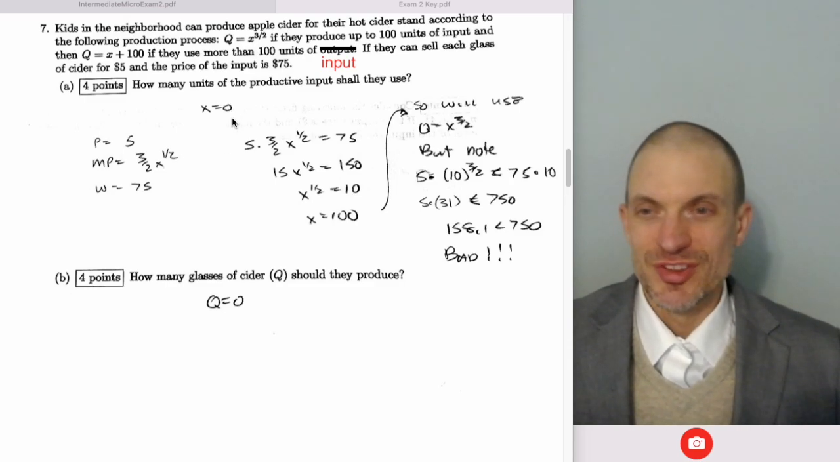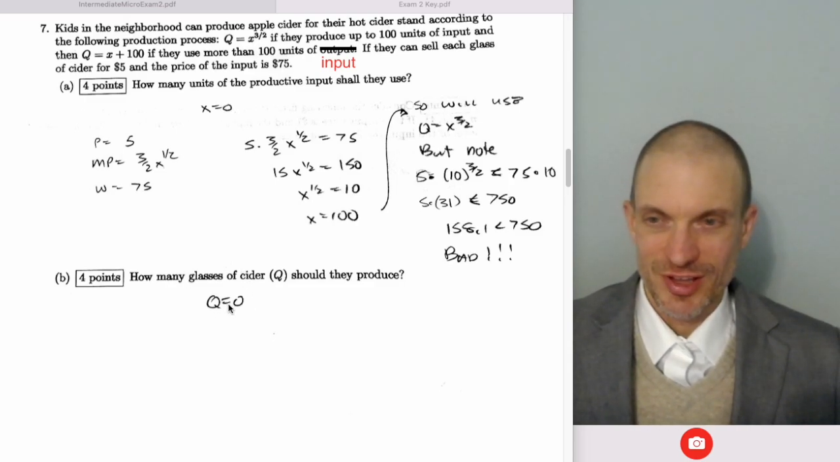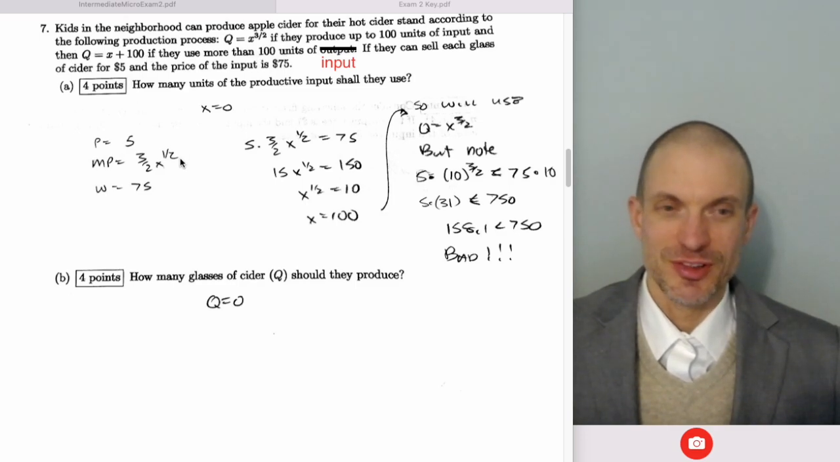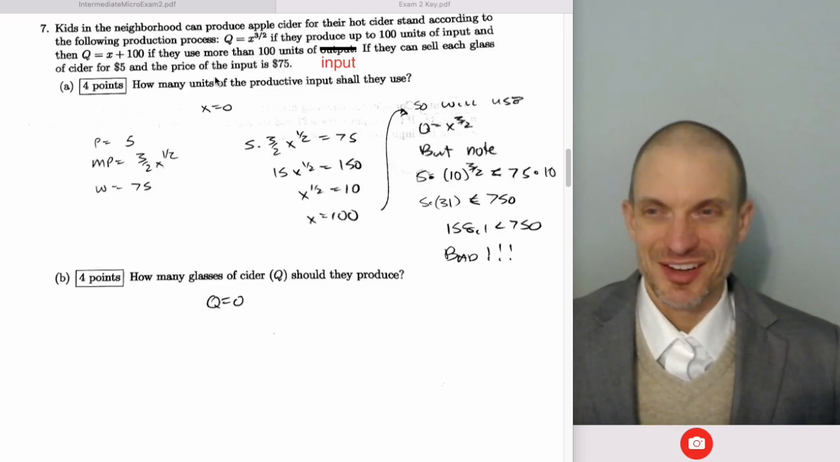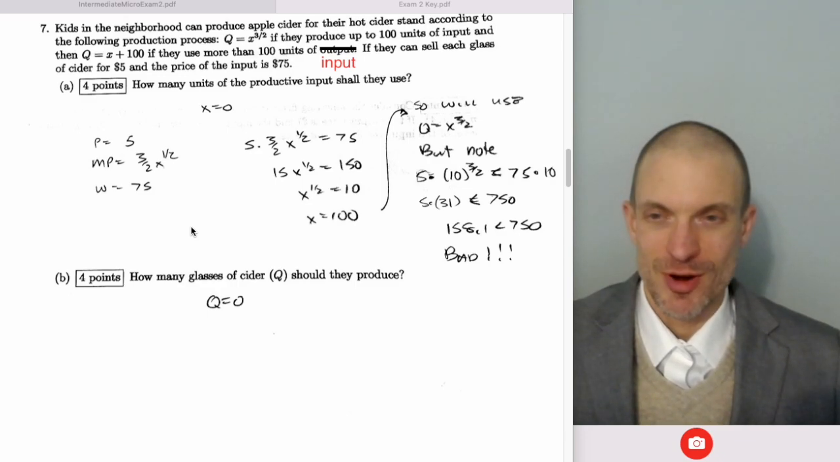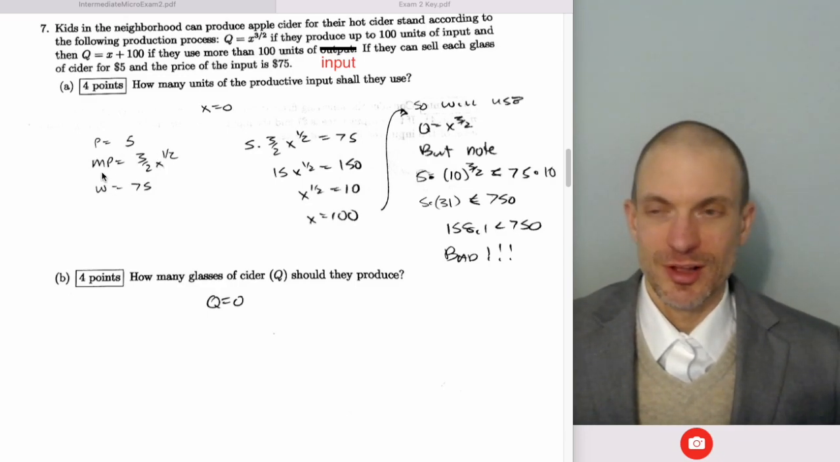Well, they should use no units of the input and produce 0 cider. The easiest way to see this is the price of the input is $75, the price of the output is $5, and their production process isn't sufficiently productive to transform the input into output in a way generous enough to make the $5 price sufficient to justify operating. We can look into this a little bit more deeply.